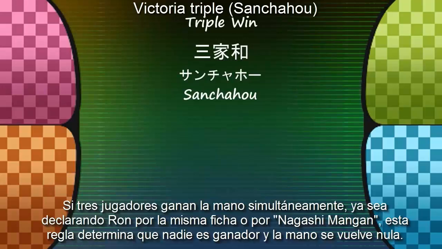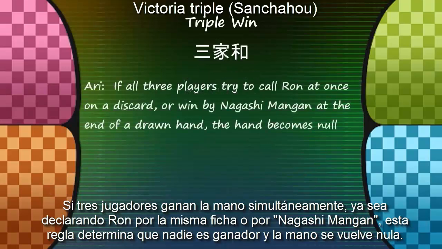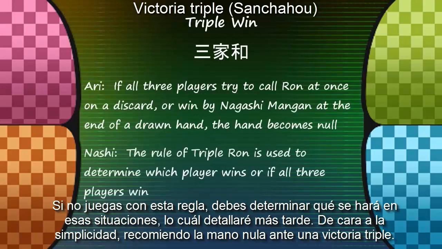Sanchaho. If 3 players win a hand simultaneously, either by calling Ron on the same discard or by Nagashi Mangan, this rule declares that nobody wins, and the result is a null hand. If you play without this rule, there are other settings you need to decide on for what does happen, which I'll cover later. I do recommend a null hand in the event of a triple win, though, for the sake of simplicity.